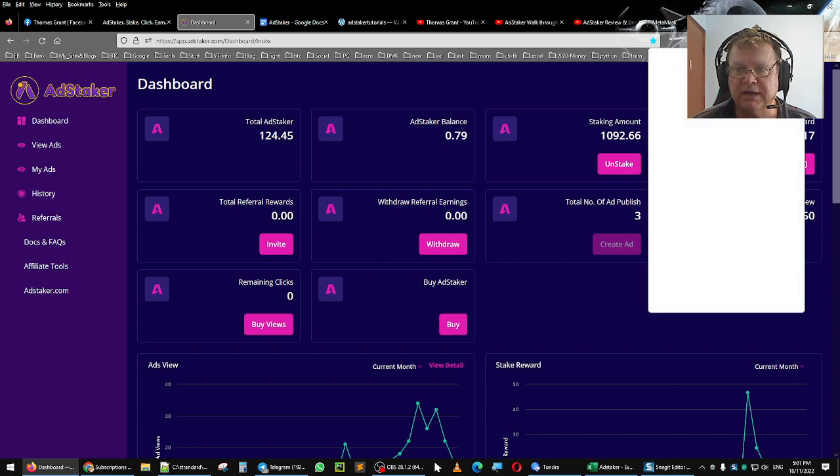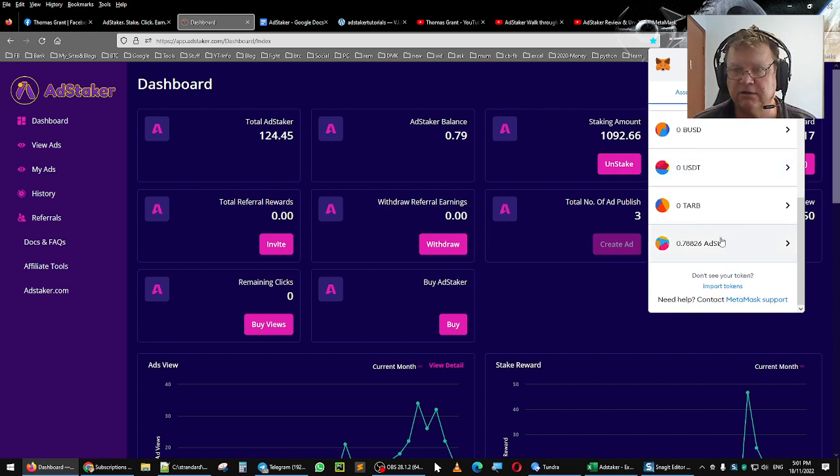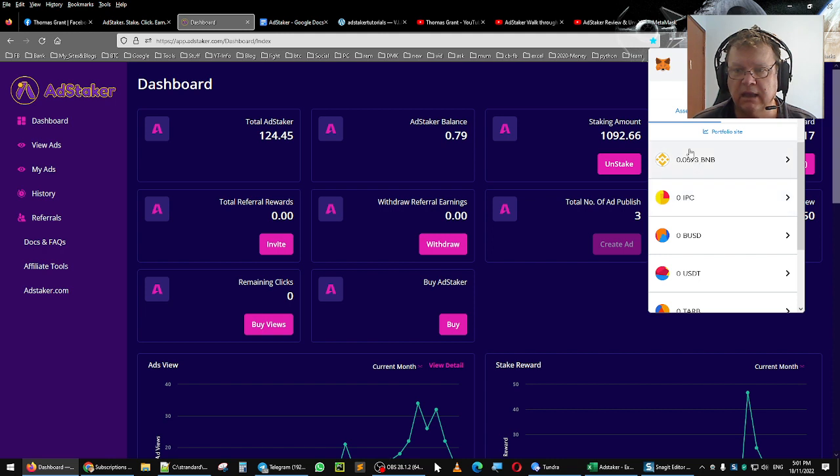It'll show up in my MetaMask, and then I'll be converting it from AdStaker into BNB, and then withdrawing that BNB into my Binance account. I'll be doing a live presentation or demonstration of that sometime next week.